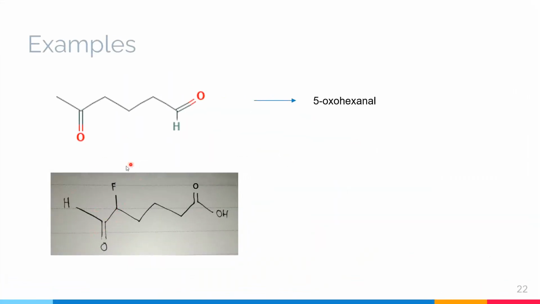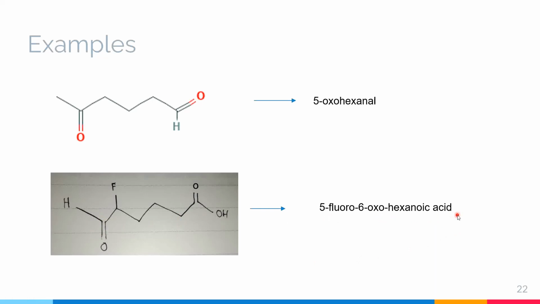And do know we have a fluorine substituent here as well. So we start counting here. 1, 2, 3, 4, 5, 6. Fluorine is F, it goes first. So it'll be 5-fluoro, 6-oxo, hexanoic acid, because oic acid is the suffix of a carboxylic acid.